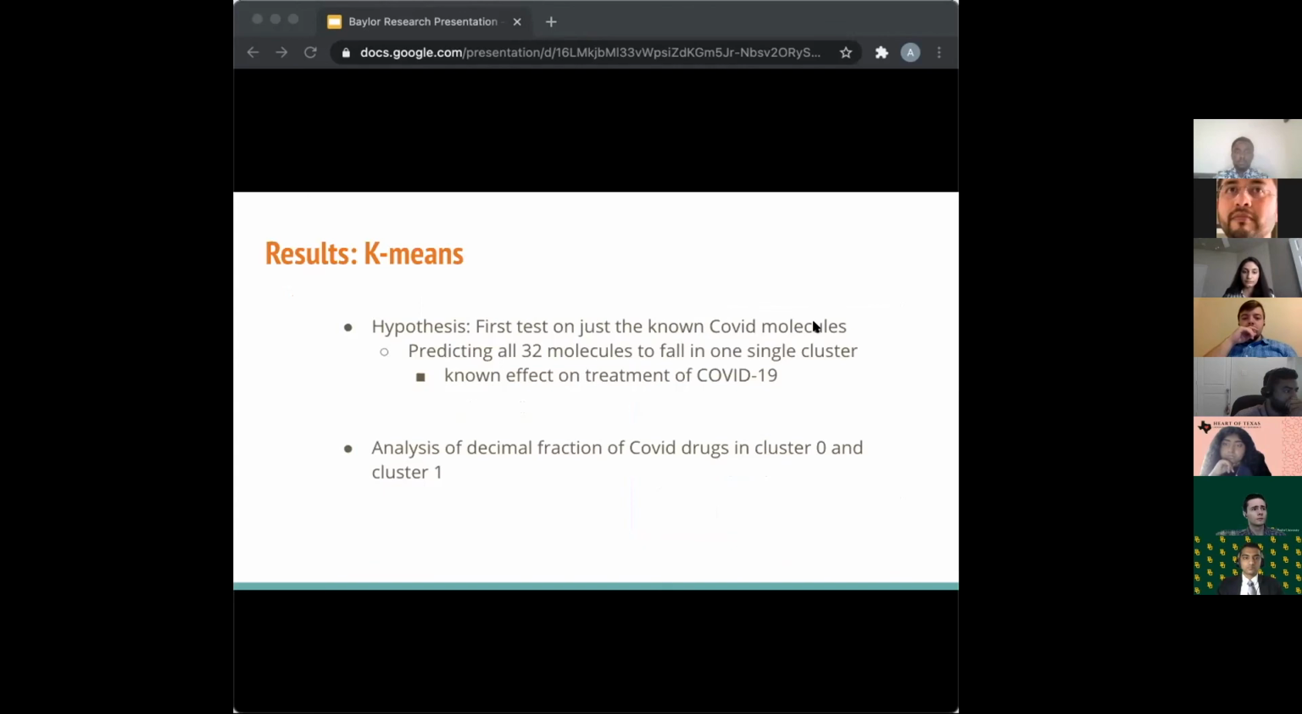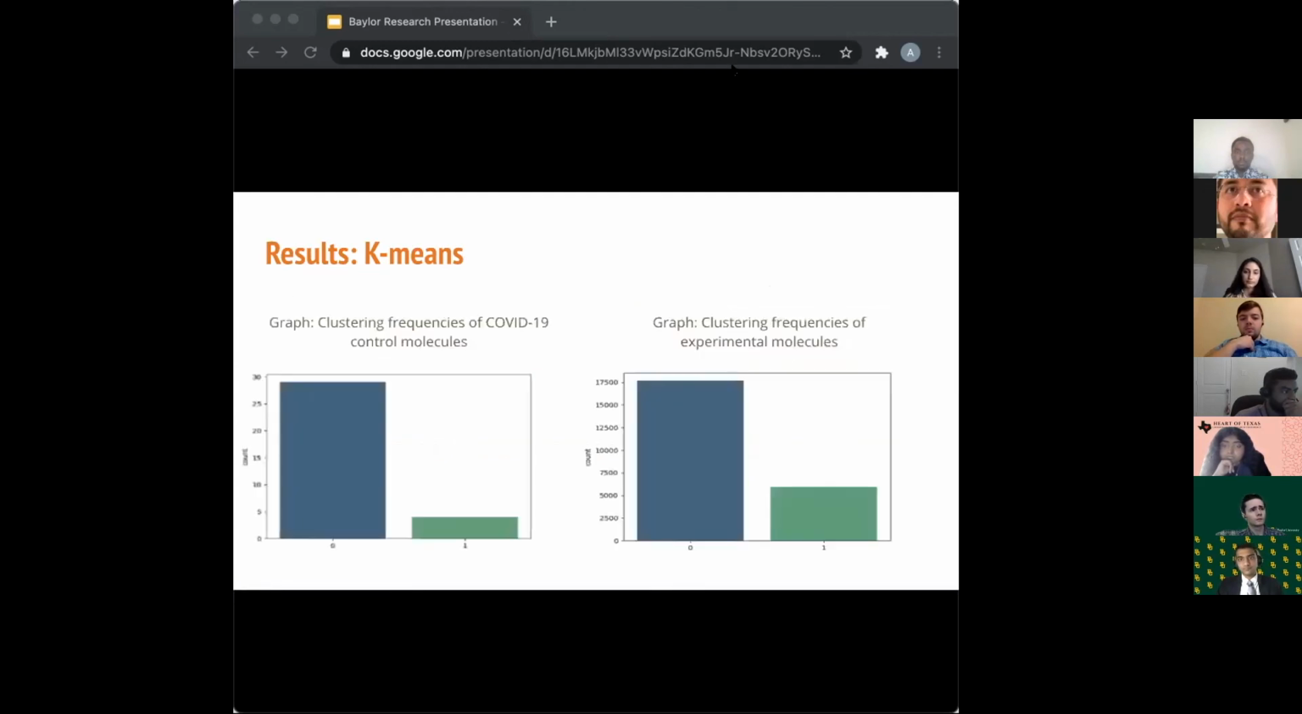Next, a comparison was conducted to look at the decimal fraction of COVID-19 drugs in cluster 0 and cluster 1. In comparing the 2 frequencies, as shown on both these graphs, the 2 frequencies of the control and experimental molecules, overall, most of the molecules were found in cluster 0. The molecules found in cluster 0 provided evidence that the molecules have a therapeutic effect and are more similar in their properties. All clustering from this point was to ensure the accuracy of the data.